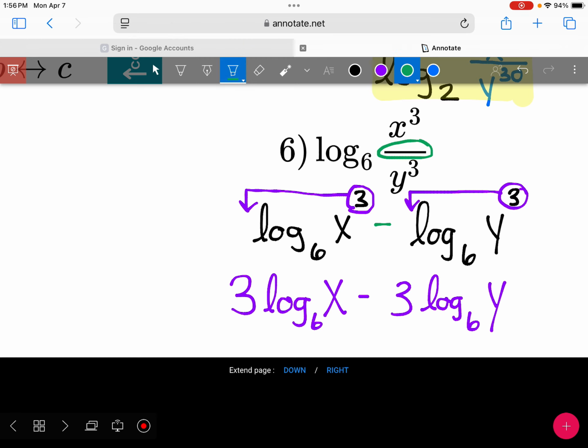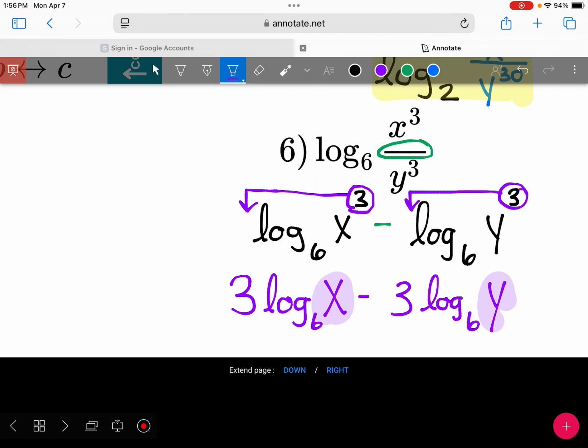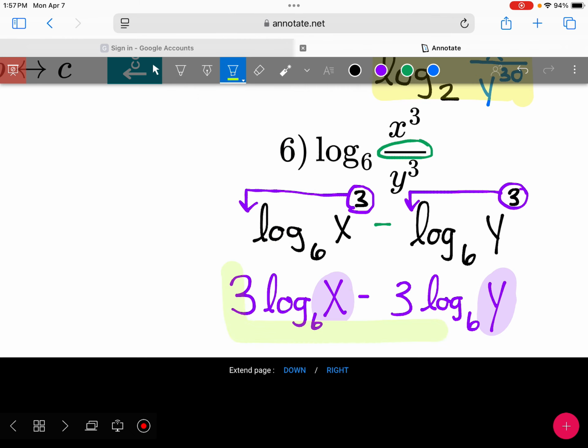And since each of our logarithms now has a single term after it, 3 log base 6 of x, minus 3 log base 6 of y, there's only one piece after the log. That means this guy is our fully expanded answer. That's expanded as far as it can go.